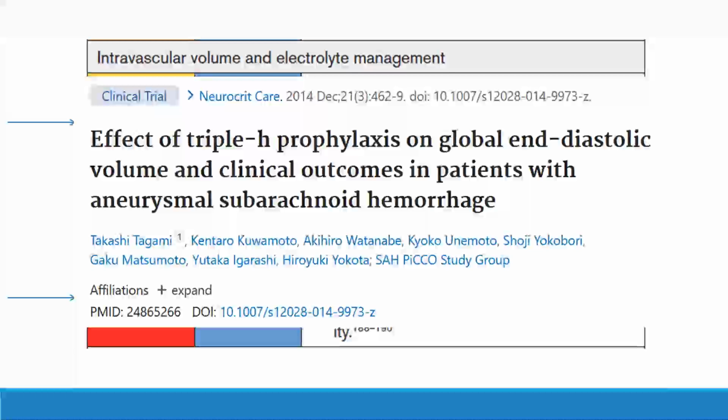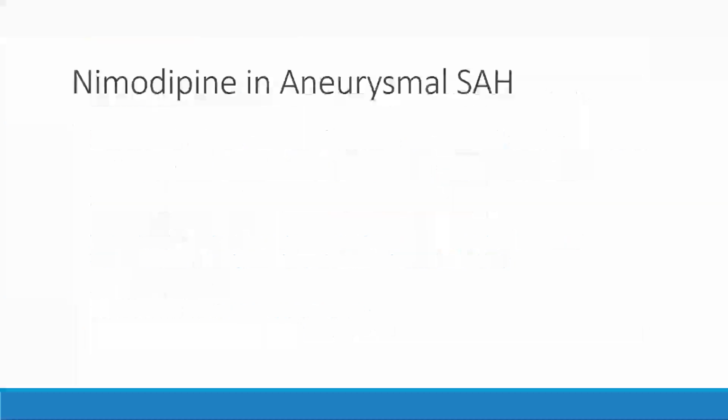We have to maintain a good euvolemia, and it is very important to avoid hypotension as well. We have to have good blood pressure management. We should avoid both hypertension and hypotension.